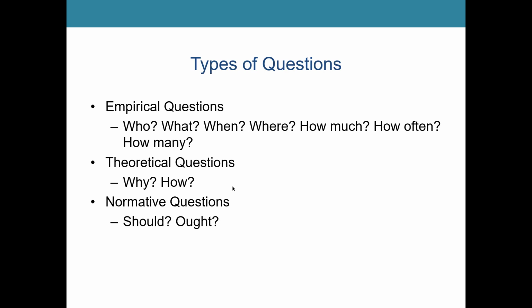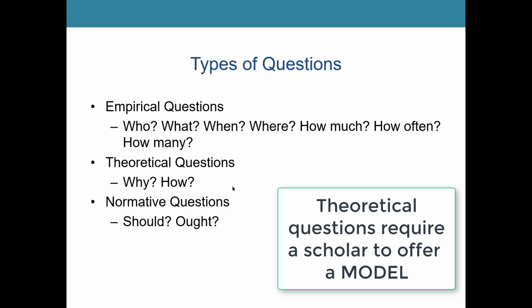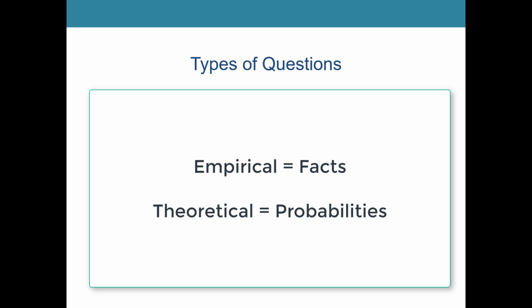How questions that don't have that how much, how often, how many, where, are a little bit more abstract, like how do you convert to a new religion? How do you decide what college to go to? That's a little bit more on the theoretical side, because we're not going to have a definitive answer. We're probably going to have to create some sort of a model about what's going on. So I hope you see the difference between empirical, which is going to give you facts, versus theoretical, where you usually have to talk in terms of probabilities.